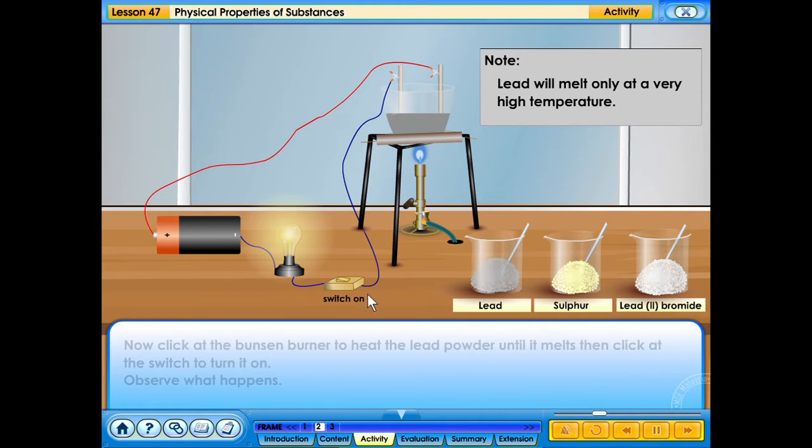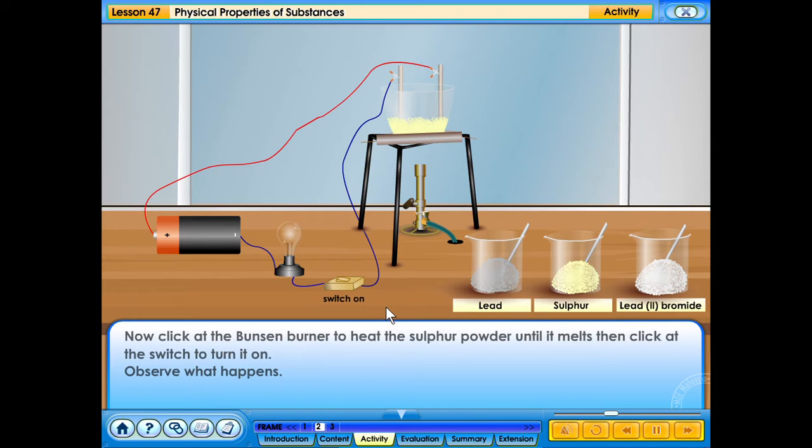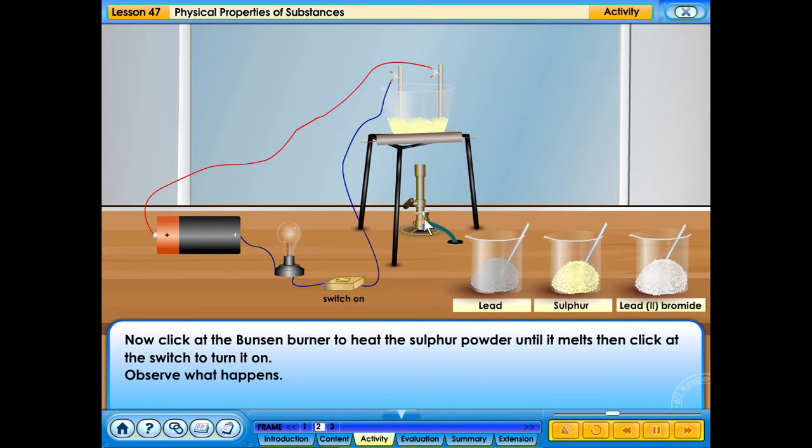By using the spatula, drag and drop the sulfur into the crucible. Turn on the switch and observe what happens. Now click at the Bunsen burner to heat up the sulfur powder until it melts. Then click at the switch to turn it on. Observe what happens.